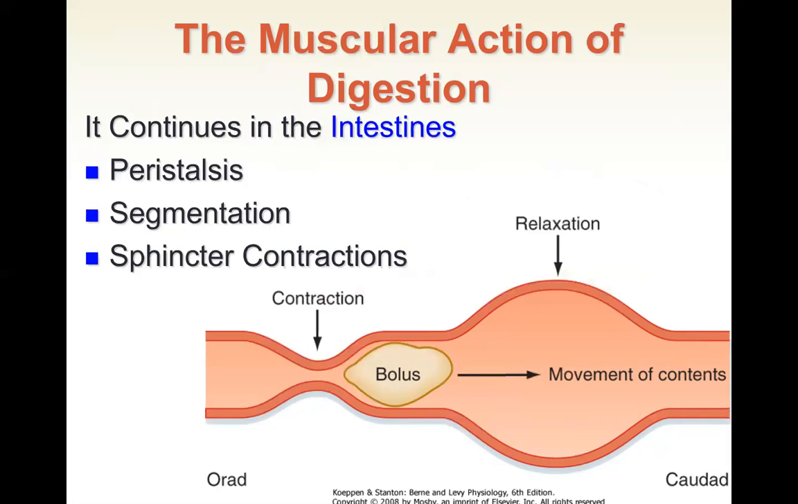There's also something called segmentation, which is a periodic squeezing or partitioning of the intestines at intervals along its length. And then we also have sphincters that can contract and relax to allow food to pass from different segments to other segments. So, for example, from the small intestine to the large intestine.